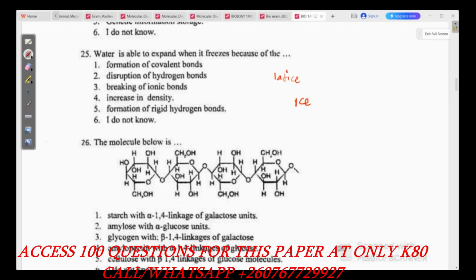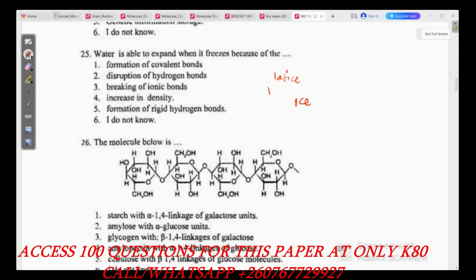Disruption of hydrogen bonds? Hydrogen bonds are only disrupted when you are boiling water. There is breaking and joining. Then breaking of ionic bonds? We don't have ionic bonds in water. Increase in density? When you freeze water, the density reduces because you are creating those spaces, making ice to be less dense as compared to the normal water.